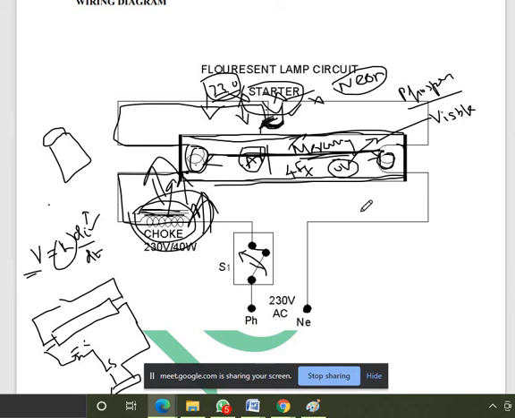And the principle, sometimes at Viva time the external may ask me, so just you can explain the terminology. Internally it has argon gas as the main, and mercury as the main, and phosphor coating, and the starter also has neon gas. Another important thing is that we can change the color of the lamp, based on the material inserted.